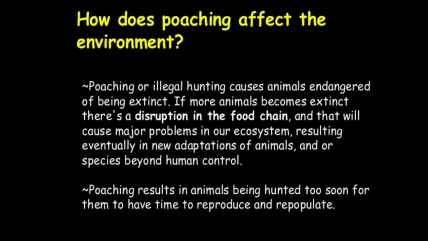How does poaching affect the environment? Poaching or illegal hunting causes animals to become endangered or extinct. If more animals become extinct, there is a disruption in the food chain and that will cause major problems in our ecosystem, resulting eventually in new adaptation of animals and species beyond human control. Poaching results in animals being hunted too soon for them to have time to reproduce and repopulate.